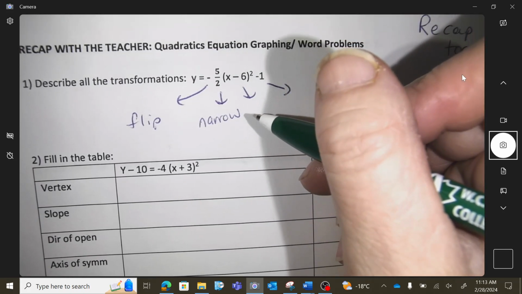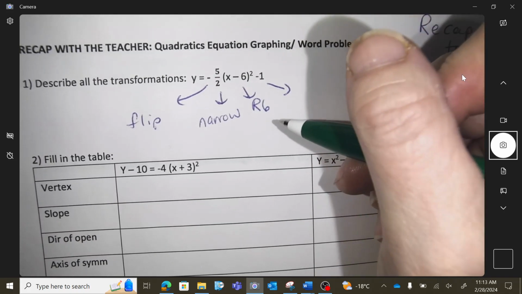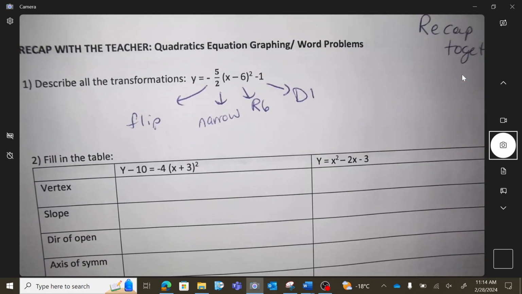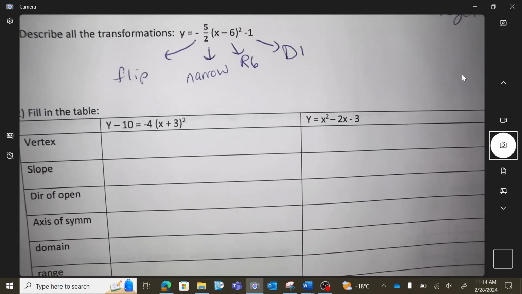6 to the what direction? Right. And 1 to the which direction? Down. Okay, so that's a question on your test, looking for transformations, and I'm looking for words.